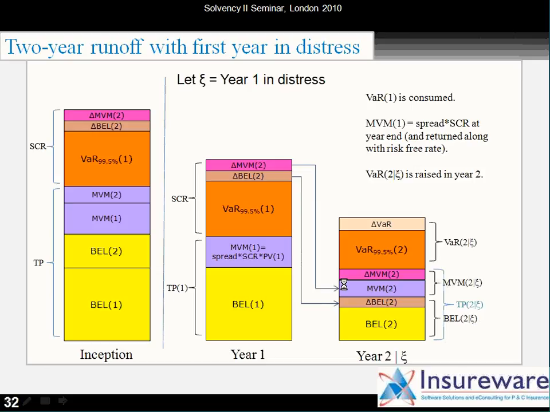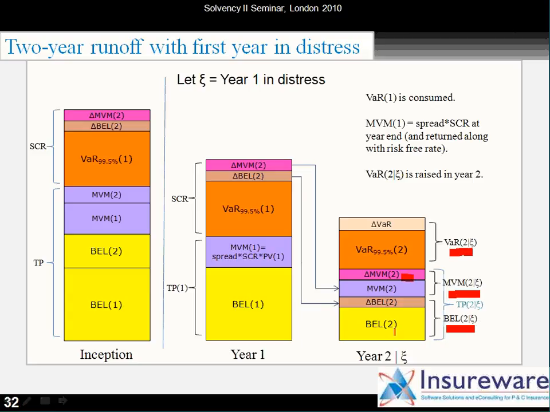So let's look at only 2-year runoff, assuming the first year's in distress, and let's look at the second year first. If the first year's in distress, the conditional mean might be larger. How much larger it is from the unconditional mean, we call that delta Bell 2. Now, you might have to raise additional capital, which we call delta VAR. There's a conditional VAR. This means that now the conditional market value margin typically will be larger, so we have a delta MVM2. Now, this is a trick.